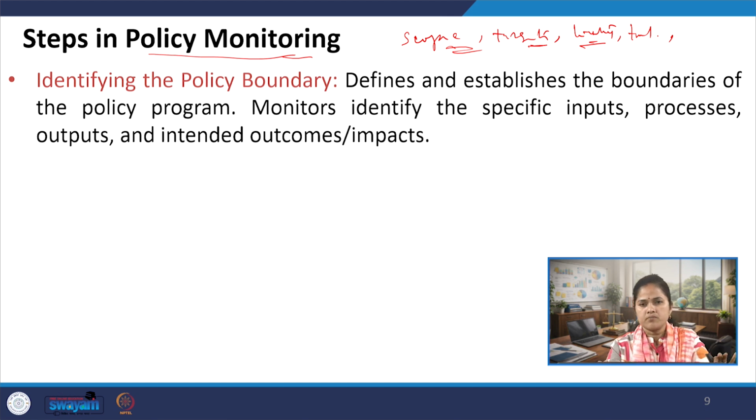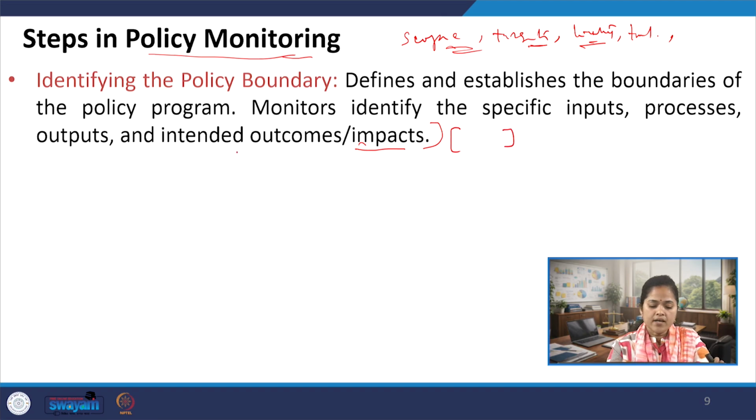So it defines and also establishes the boundaries of the policy program. Okay. And as a monitor, you can identify the specific inputs that are required for policy monitoring, right, and what are the processes, outputs, the nature of the outputs, and the nature of the outcomes, like intended outcomes or unintended outcomes, and also impacts. Okay. So everything should be detailed here.